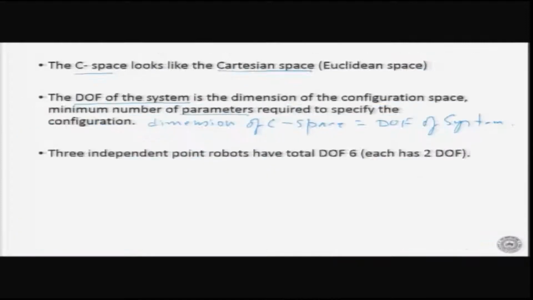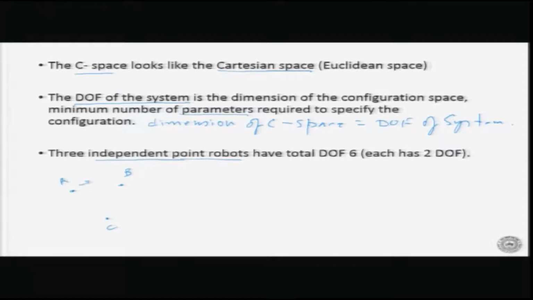Now, let us try and understand the relationship between the configuration space and the degrees of freedom of a system if there is more than one system. For example, if we have 3 independent point robots, having a total of 6 degrees of freedom. So, suppose we have 3 robots now. This is one robot, let us call it A, and there is another robot B, and another robot C. These are mobile robots and they are independent, they are not connected in any way.